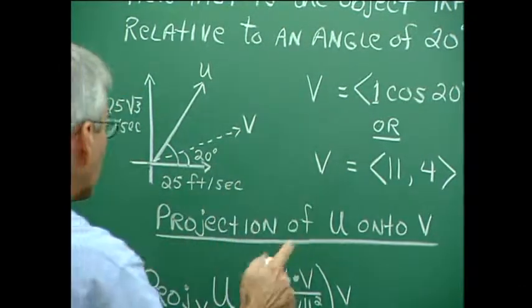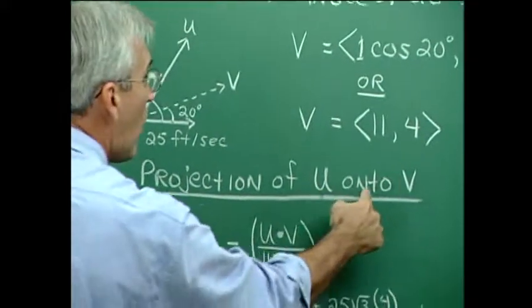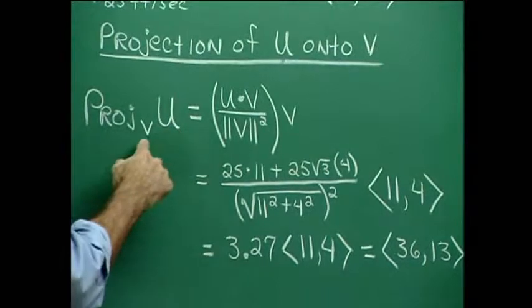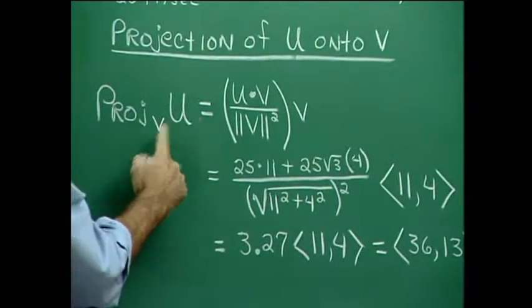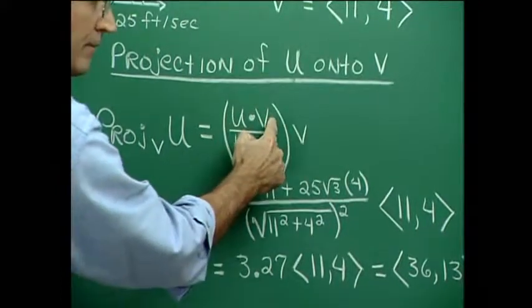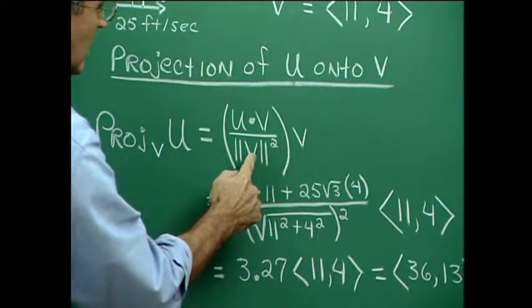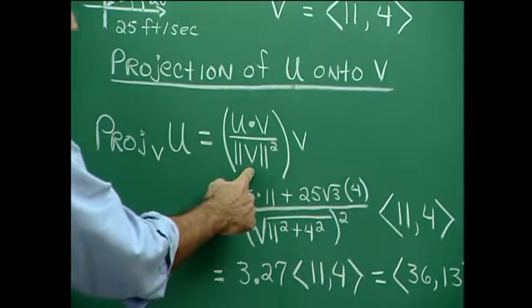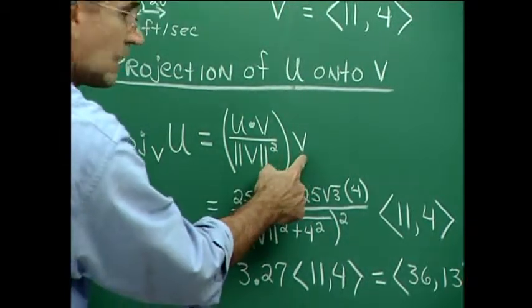Okay, so here's the formula. The projection of U onto V, the notation is this. The projection of U onto V is, just look at the formula, the dot product of U and V in the numerator, the square of the magnitude of V in the denominator, and we're multiplying times V.